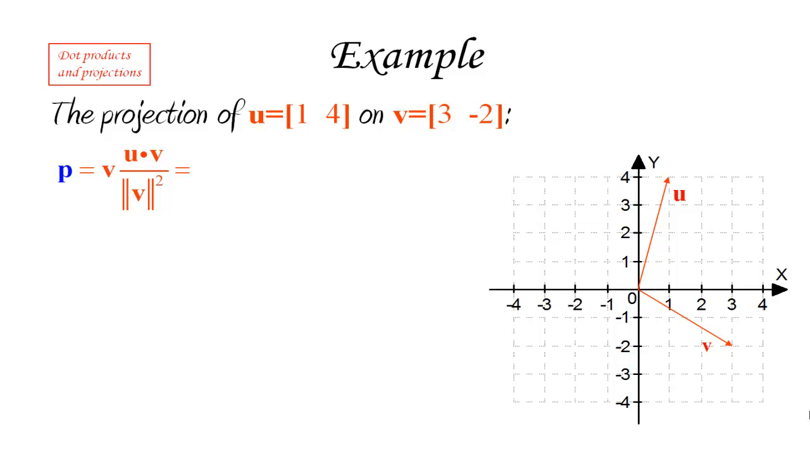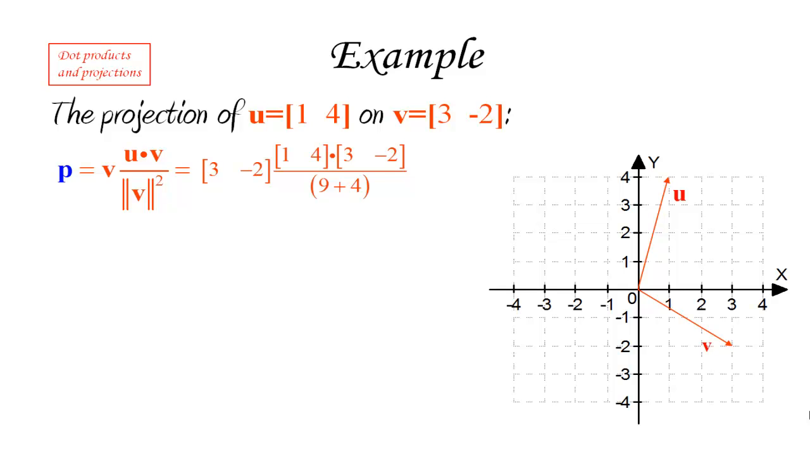Now, let's use the formula. According to our formula, our projection is going to be equal to v times (u dot v) over the length of v squared. Let's see what we have in this case. v is (3, -2), u is (1, 4), and therefore that's the formula you get. You may want to pause it for a second and make sure that you agree that the number crunching is done properly.